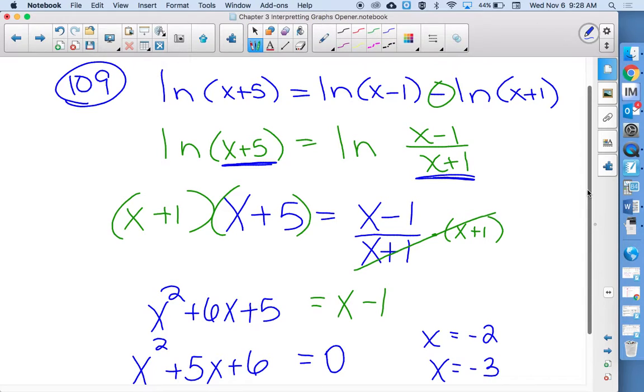Yeah, so if I plug negative 2 or negative 3 back in, it's okay with the first one because negative 2 plus 5, negative 3 plus 5 is still positive. But when you plug it in right here, negative 2 minus 1 is negative 3. Negative 3 minus 1 is negative 4. Or if I plug it in over here, you cannot take a natural log of a negative number. So neither of these work, that's why it's no solution.